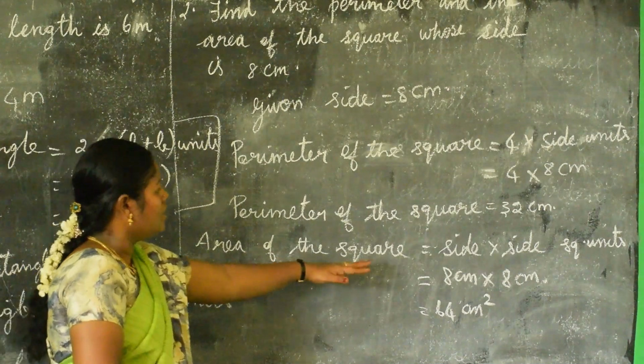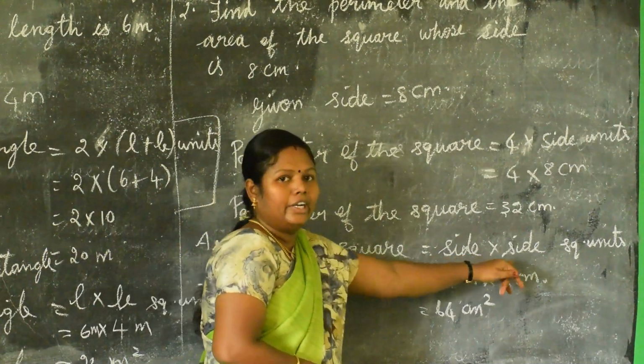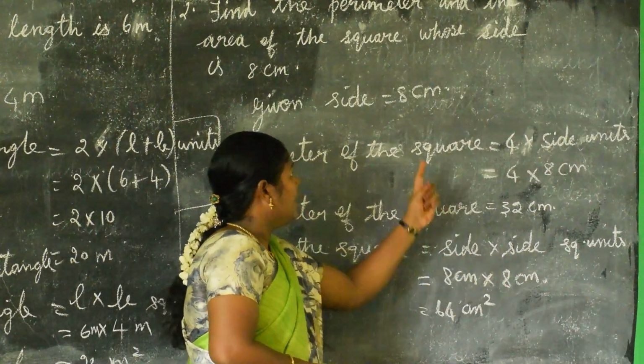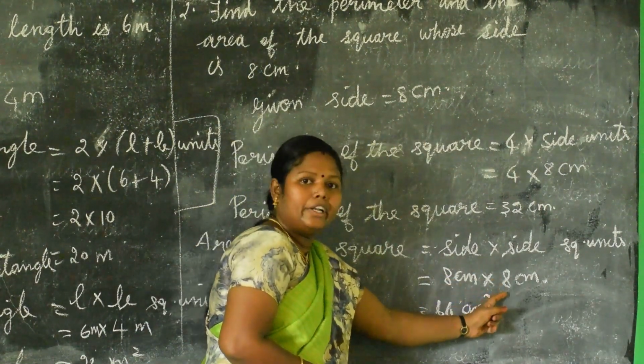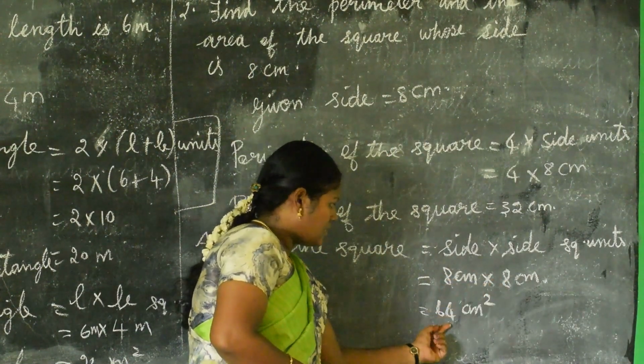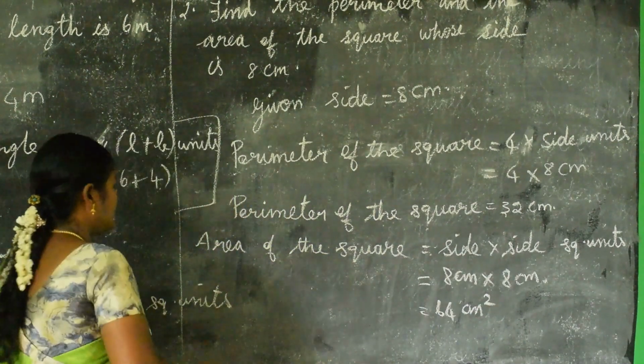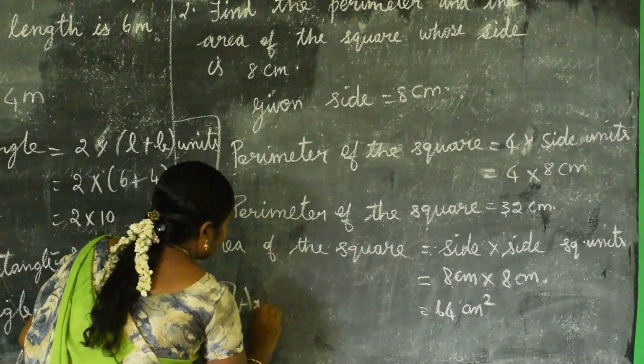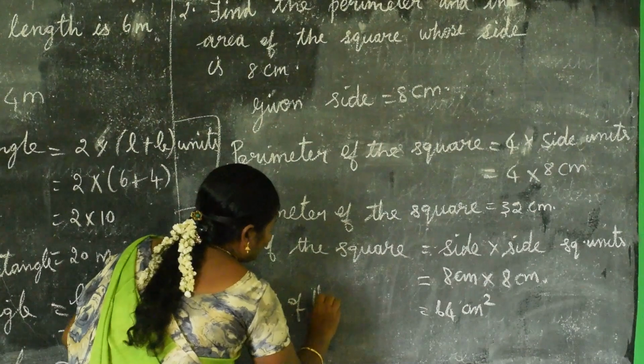Next, area of the square equal to side into side. This is the formula. So side is 8 centimeter. 8 centimeter into 8 centimeter. 8 8s are 64 centimeter square. This is the area of a square.